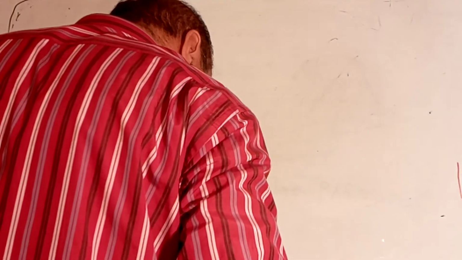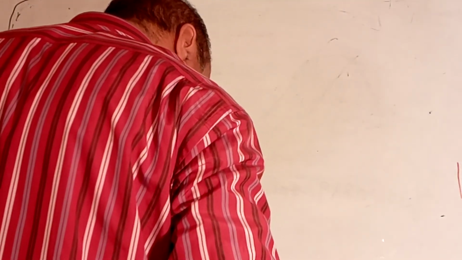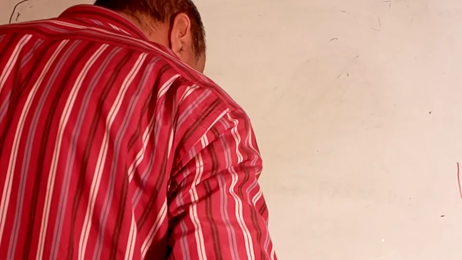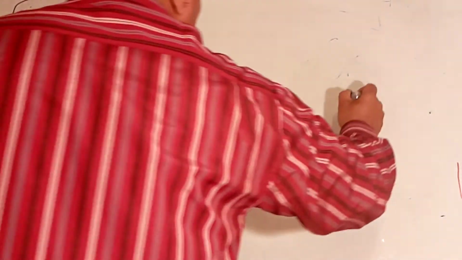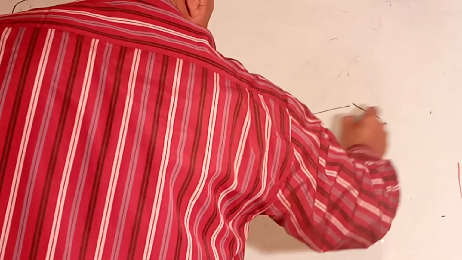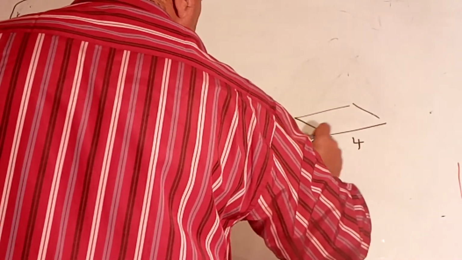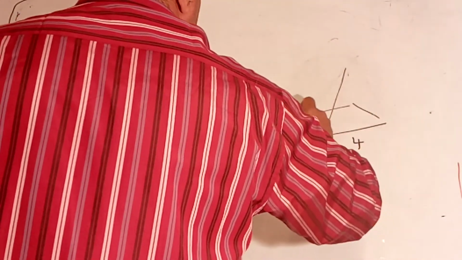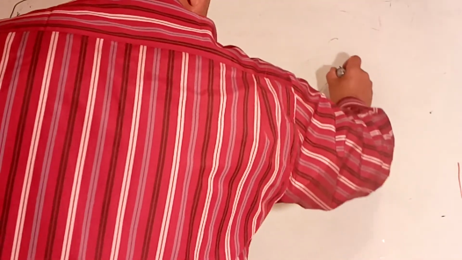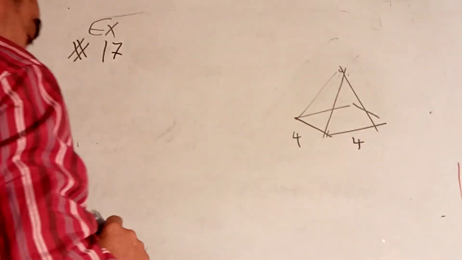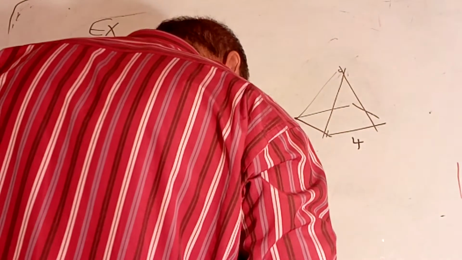The pyramid with the square base of side 8 centimeters. Okay, square. So that is the square, 4 centimeter, 4 centimeter. Now this is a triangle, this is a triangle, this is a triangle. Alright, and the height.